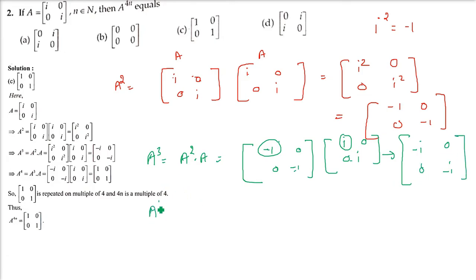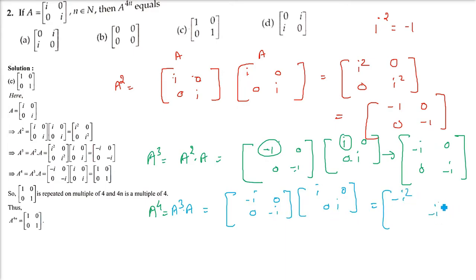So A raised 4 is what? Again multiply A cube with A. Otherwise you could have done A square into A square also. That is also possible, rather than multiplying 3 times A square, A cube and A4. So minus I into I here, so minus I square, and in the second part of the diagonal, also minus I square. I square is minus 1. Just put minus 1, minus is plus, so 1 0 0 1.